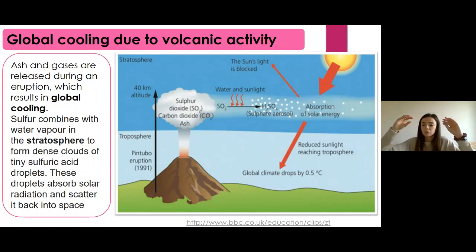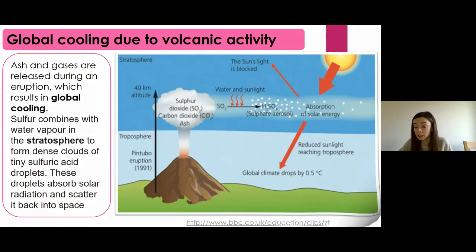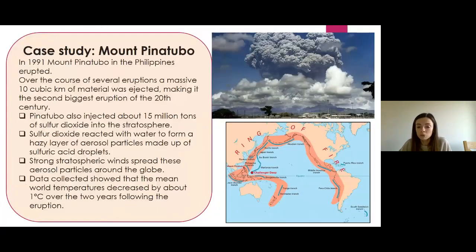So these thick clouds restrict the solar energy from coming into the Earth, and the temperature of the Earth cools due to volcanic activity. Now, I must stress that this event is quite rare, okay? The most recent example is back in 1991, which is Mount Pinatubo. Pinatubo is a volcano in the Philippines. Now, before Mount Pinatubo, one of the last examples of global cooling due to volcanic activity was Krakatoa back in 1883. So this is quite rare, and it doesn't have a big impact on long-term climate change.